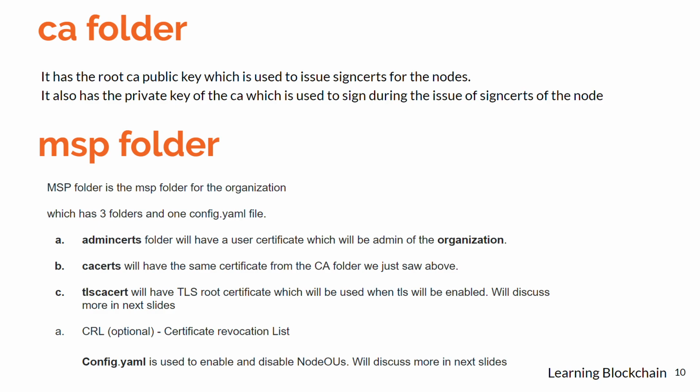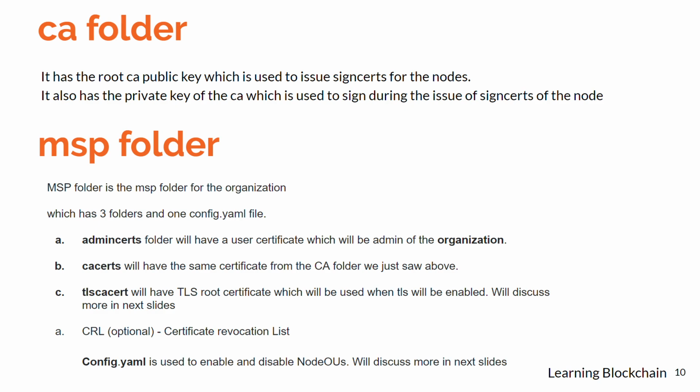How can I verify? They will actually have the public key of this certificate authority, and they can use that public key of the certification authority to verify that yes, that authority has given the certificate to the node. So basically the CA folder contains the public key and the private key of the root CA. So how that mechanism occurs, I have already described.